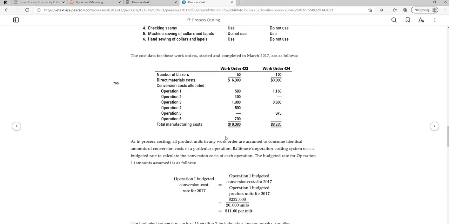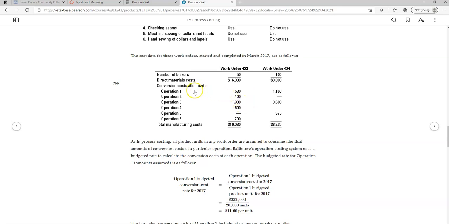Now let's take a look at the work orders here, and let's take a look at the cost and how they derive the cost. Now we see that there's 50 wool blazers for work order 423 and 100 polyester blazers for work order 424. Because we have different direct materials, we expect the cost of direct materials to be different. Work order 423 will require $6,000 of direct materials for those 50 blazers. Work order 424 will require $3,000 of direct materials for the 100 blazers.